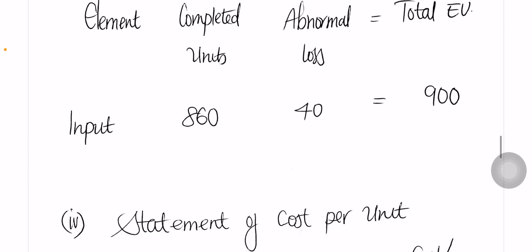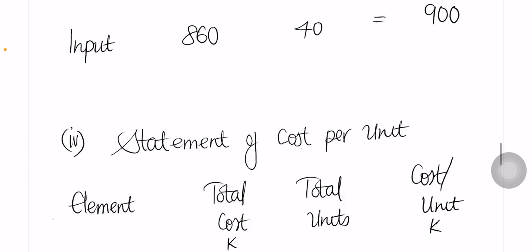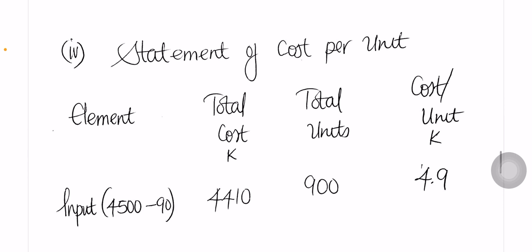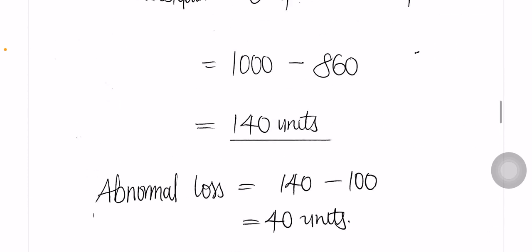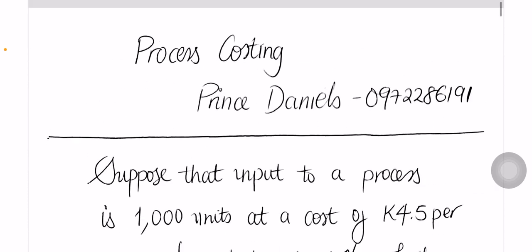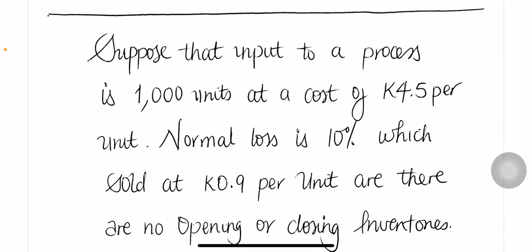The next step is finding the cost per equivalent unit. Okay, so we have elements here, input. We only have one element: the total cost, total units, cost per unit. I'm going to explain the total cost. Okay, so let's go back to the question. The question says, suppose that input to a process is 1,000 units at a cost of 4.5 per unit. So we are doing 1,000 times 4.5 to get the value of input material. So 1,000 times 4.5, ladies and gentlemen, it is 4,500.